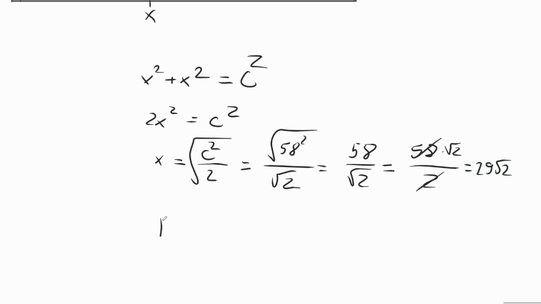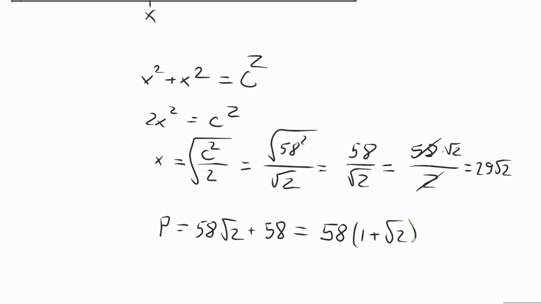Now we can find the perimeter. So the perimeter would be 2x, which is 29 root 2. So times 2 will be 58 root 2 plus 58, which is hypotenuse. So the total is, we can factor 58, 1 plus root 2, and then you just use a calculator to find the exact value.